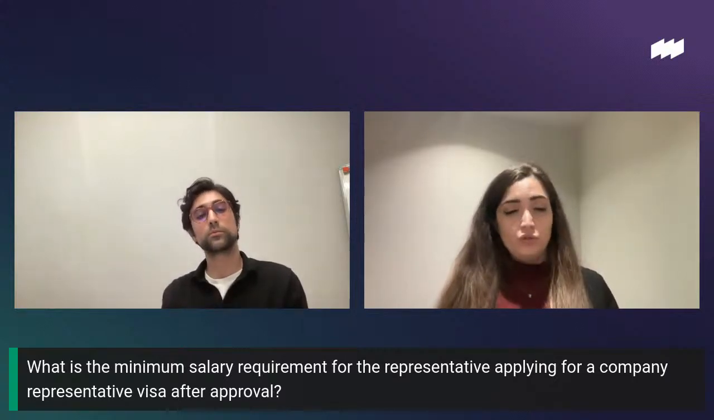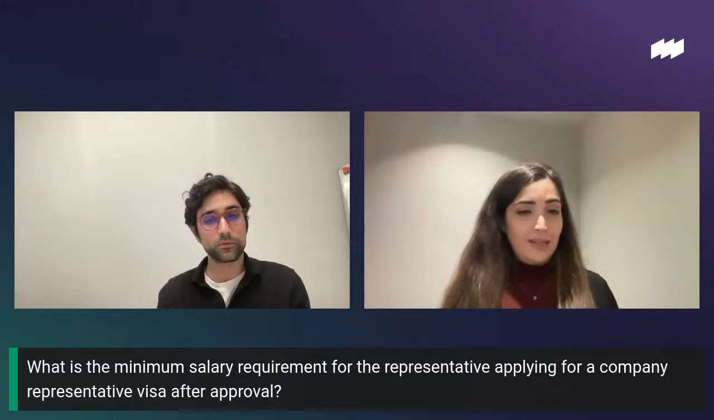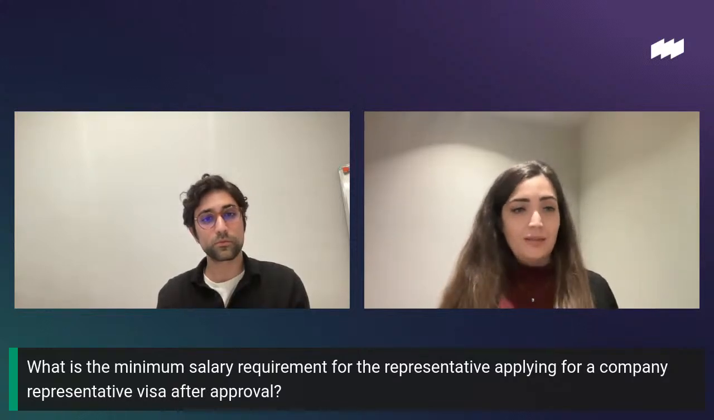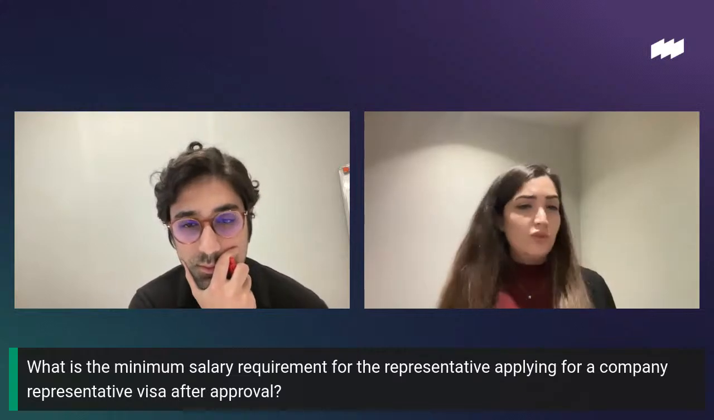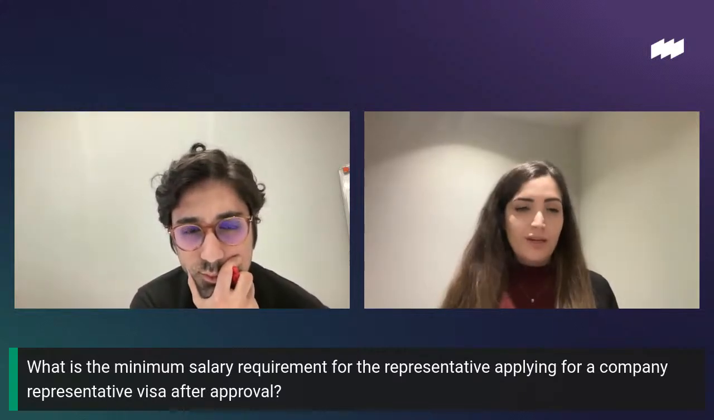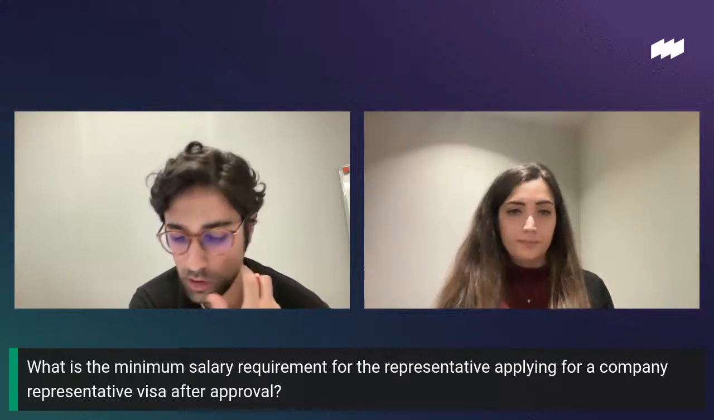So depending on the occupation, there is a going rate in the UK. So if anyone is interested, they can go to the UK website and check these salaries occupation by occupation. Most of the time, the minimum is 45,800. This can be higher. Okay.